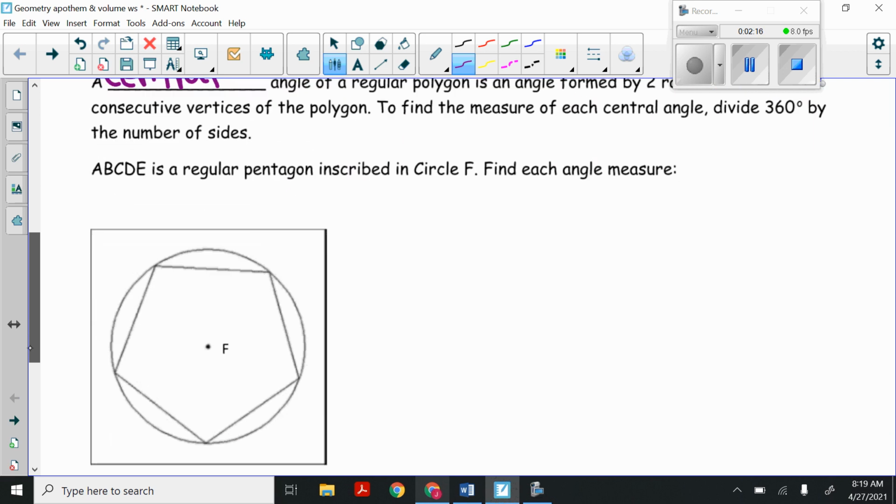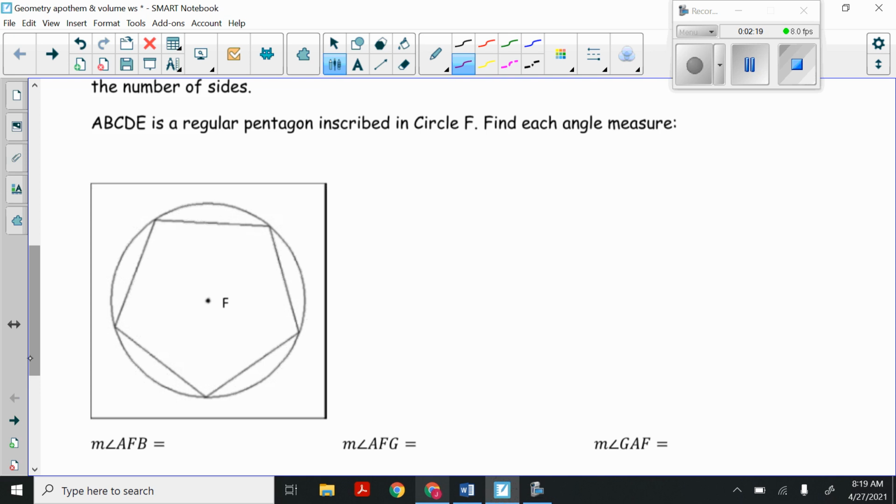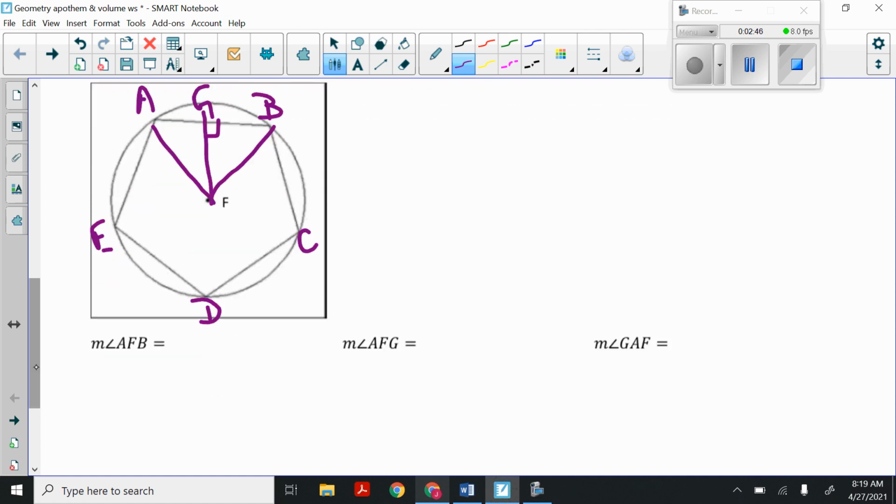So now it tells us ABCDE is a regular pentagon inscribed in circle F. Find each angle measure. So we're just going to practice this. Let's label A, B, C, D, and E. We want to go ahead and draw our isosceles triangle. So draw our radius, AF and BF. That gets us an isosceles triangle. Then draw our apothem, and we'll label that G.